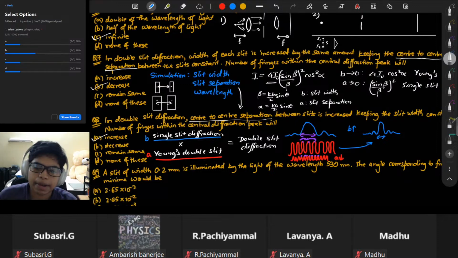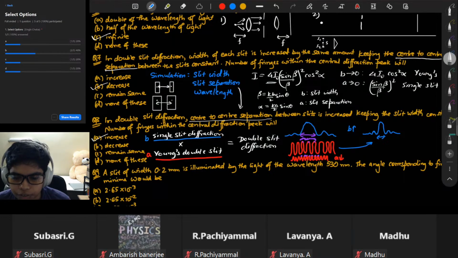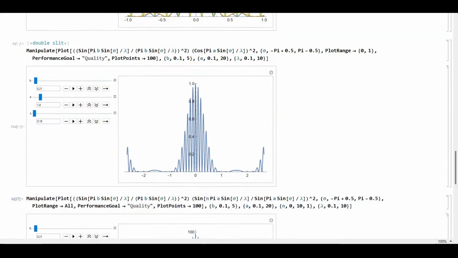Please keep in mind that these are two independent effects, single slit diffraction and Young's double slit interference. And these two independent effects combine to give you the resultant double slit diffraction. And once again, let me go back to my Mathematica and repeat this for you.